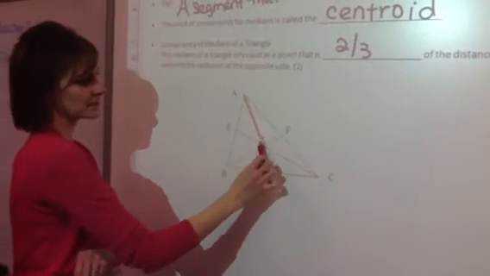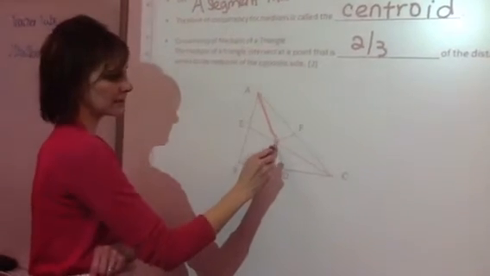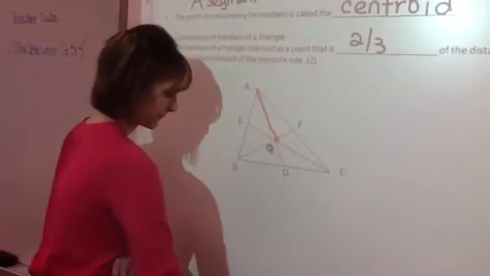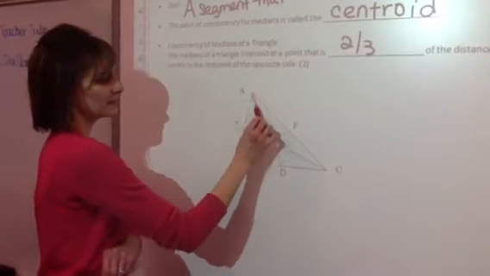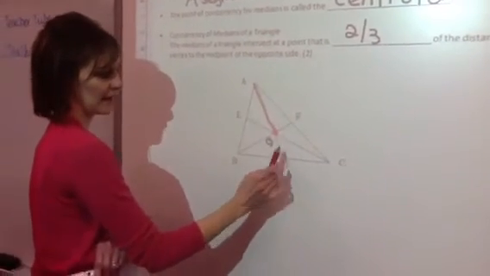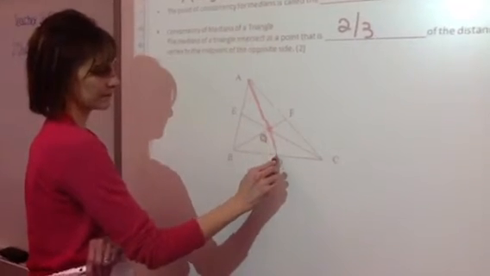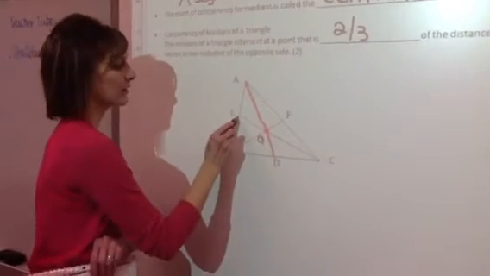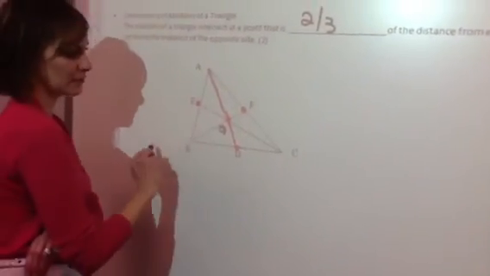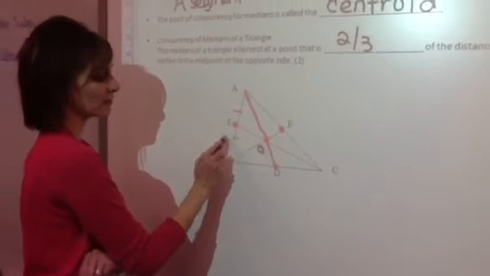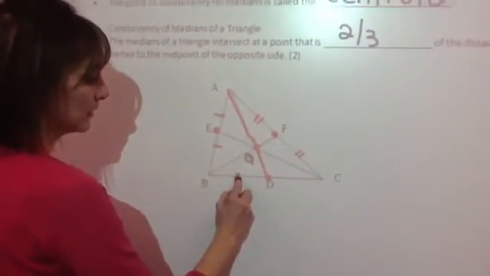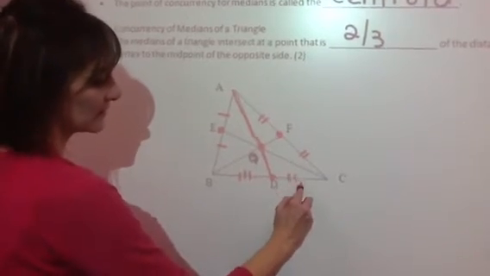So this distance right here, this is my centroid. I'm going to call it G. The distance from A to G is 2/3 of the entire length, which is A to D. Now, E is a midpoint, F is a midpoint, and D is a midpoint. So you want to put one tick mark around E, 2 tick marks around F, and then 3 ticks around D.